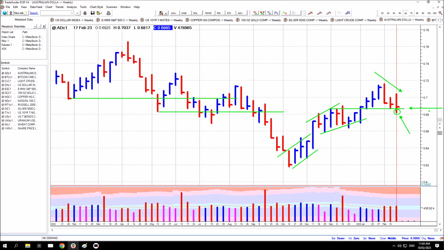I'm expecting this market to find some support above 68 and some resistance above 70. So I'm expecting this market to trade roughly sideways through this little gap here, and it will continue to trade the inverse of the US dollar to a fair extent.